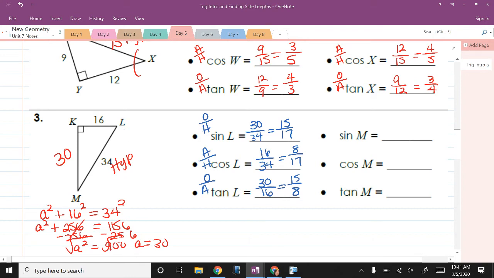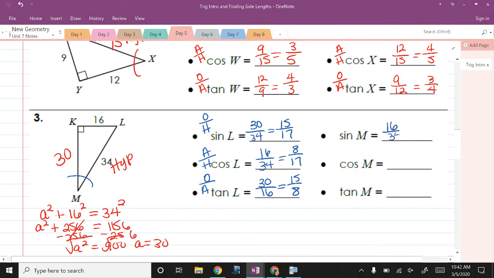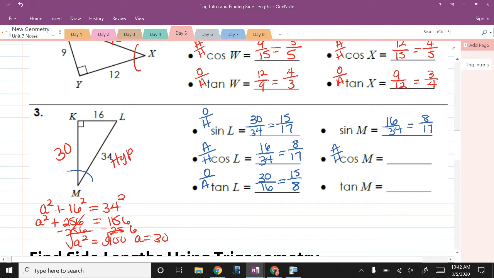All right, now we do everything with respect to angle M. Sine M is opposite over hypotenuse, which is 16 over 34, which is 8 over 17. Cosine of M is adjacent over hypotenuse, which is 30 over 34, which is 15 over 17 again. And then tangent of M is opposite over adjacent, which is 16 over 30 this time, which reduces to 8 over 15.